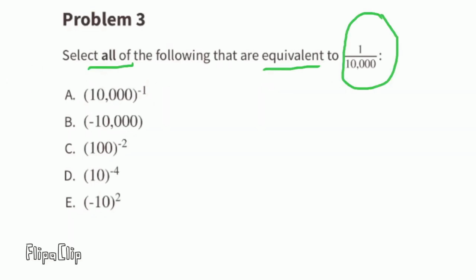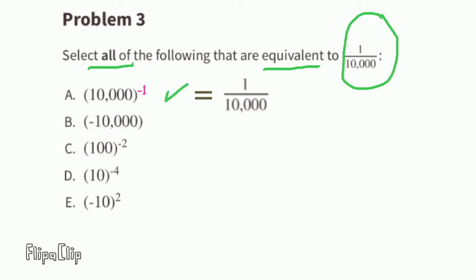Problem number 3. Select all of the following that are equivalent to 1 over 10,000. Let's look at A. Inside the parentheses, you have 10,000. Outside the parentheses, you have a negative 1. 10,000 to the power of negative 1 is equivalent to 1 over 10,000, so I would select A.